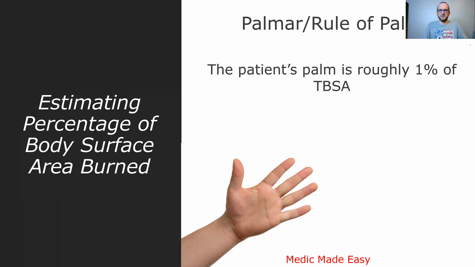Jumping right back into it. The Palmar method, or rule of palms, has some contentious wiggle room. So it depends on the book, is what I'm saying with this one. All right. So one version says the patient's palm is roughly 1% of, again, remember, their total body surface area. So about 1% of the surface area of your entire body is your palm.